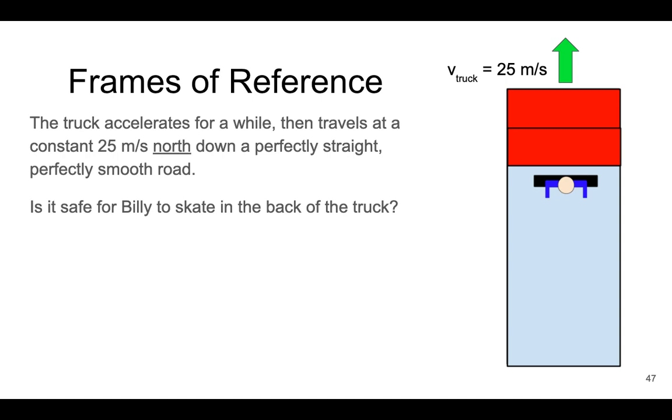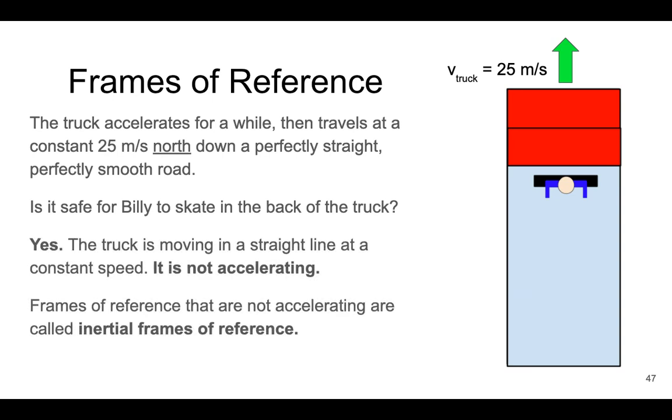And then it starts doing a constant 25 meters per second, which, if you remember the cheetah, is about 50 miles per hour. It's going at perfectly constant speed, 25 meters per second, and it's going perfectly north. And we're on a perfectly straight, perfectly smooth road. So there's no bumps, there's no swaying, nothing else is going on. We're just going perfectly straight. And the question is, is it safe for Billy to skate in the back of the truck? So again, this is an unusual, kind of contrived situation, but what do you want? It's physics class, just go with it. Is it safe for Billy to skate in the back of the truck?